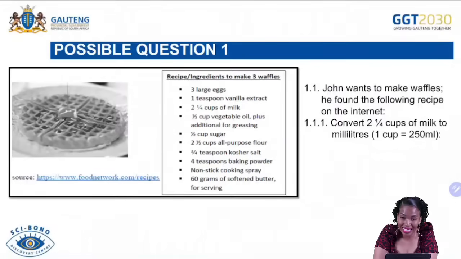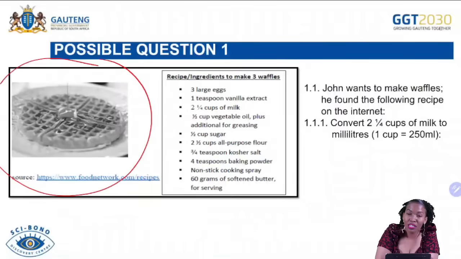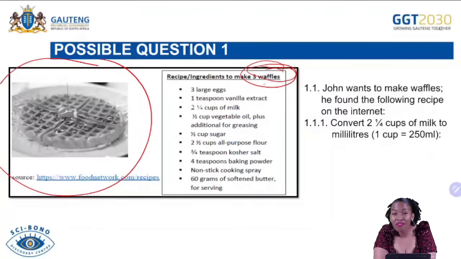In question 1 for paper 2 on Monday. So 1.1, they say John wants to make waffles. He found the following recipe on the internet. So here is the waffle that John wants to prepare, and the recipe, the ingredients will make 3 waffles. So this information is very, very important. The recipe that they give you, you must check that that recipe is enough to serve how many people, or it can produce how many items.